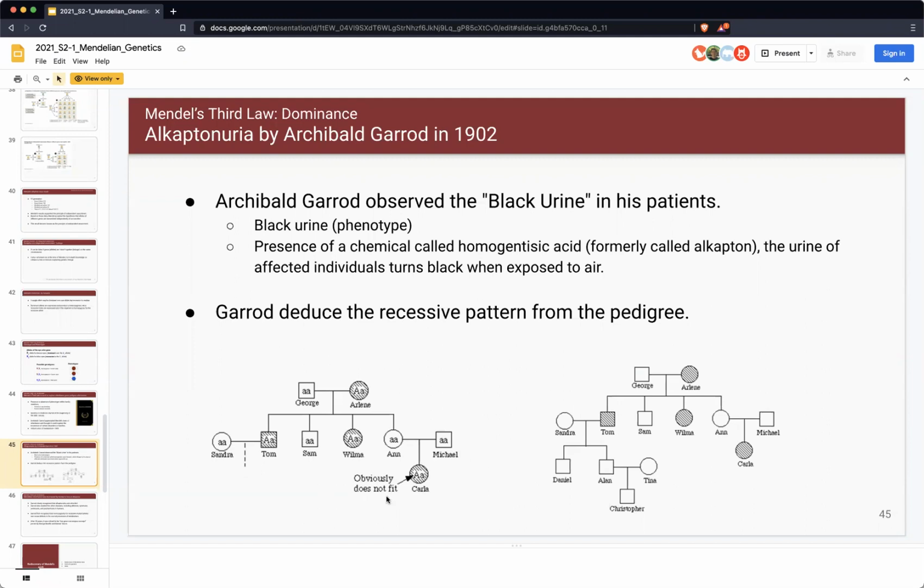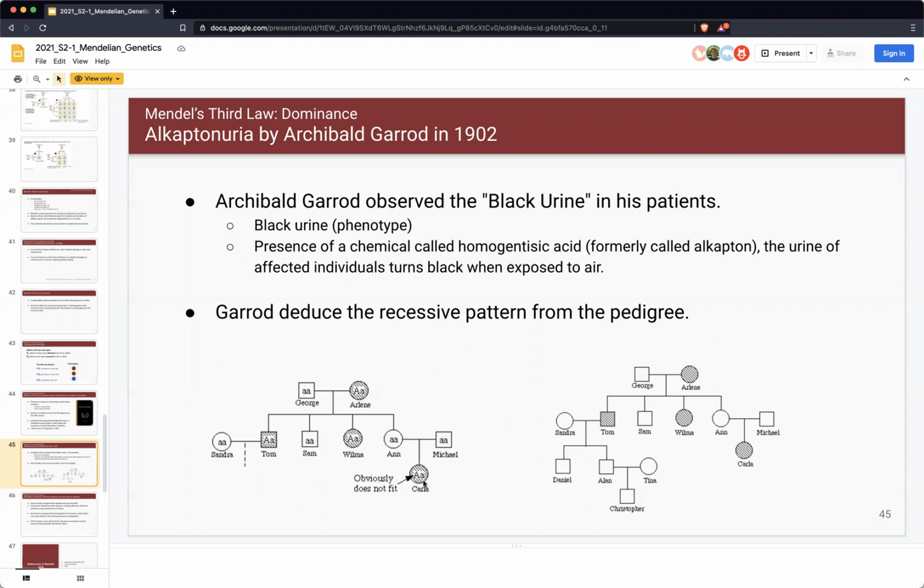But then he realized that this pedigree information is not correct, because this person is heterozygous, like large A and small a, and that person has small a and small a, right? So they can have different allele patterns. So it has to be small a and small a, and that has to be heterozygous, and that has to be heterozygous. And then these kids can have the recessive pattern, right?